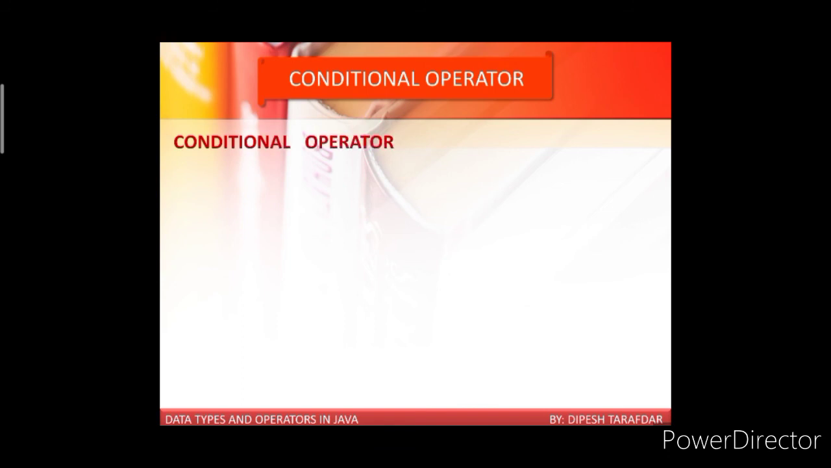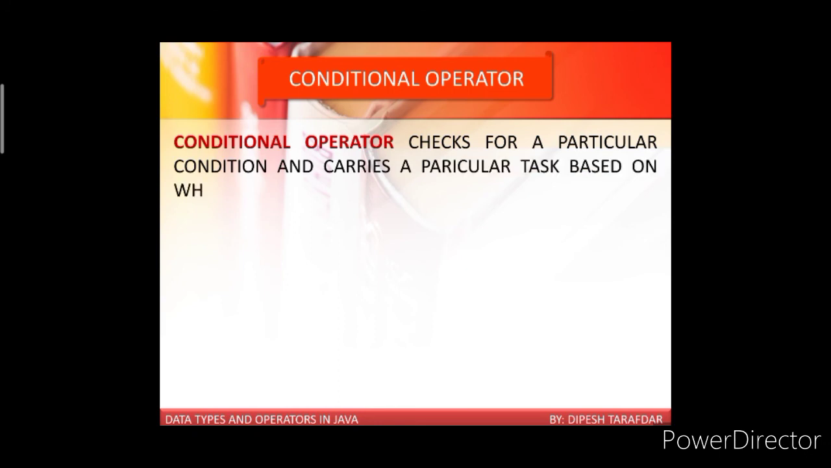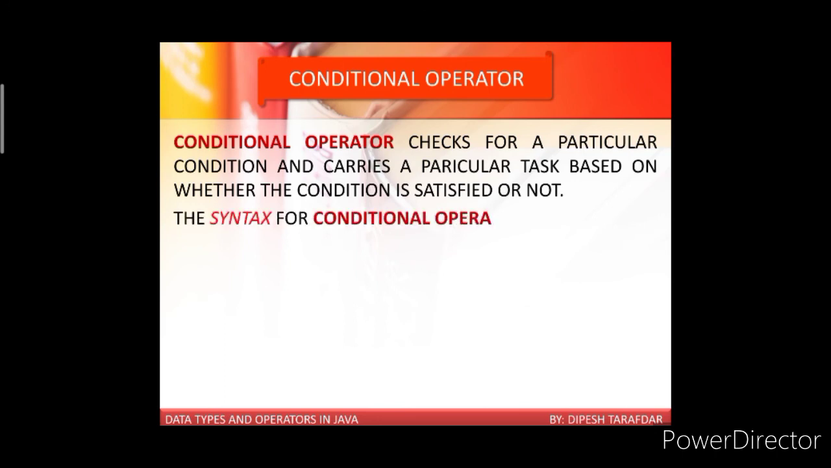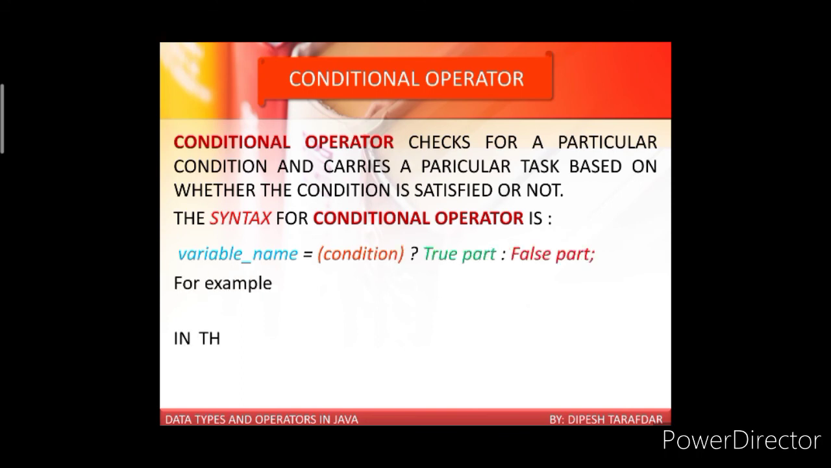Next we have the conditional operator, which is the only operator which is ternary. The conditional operator checks for a particular condition and carries out a particular task based on whether the condition is satisfied or not. The syntax for the conditional operator is variable name is equal to condition, and then we have the true part and the false part.